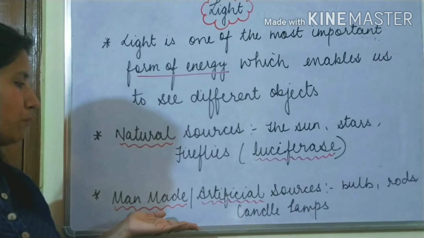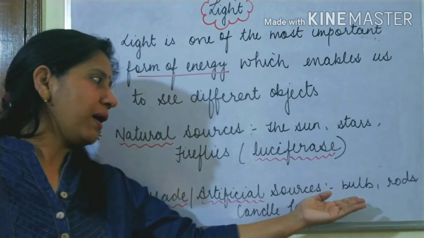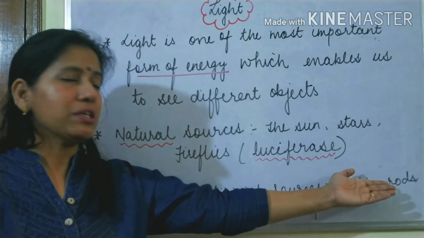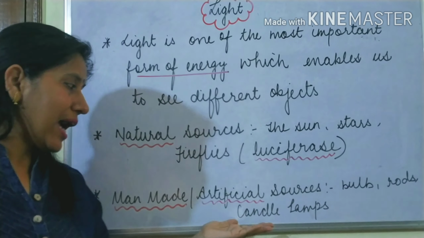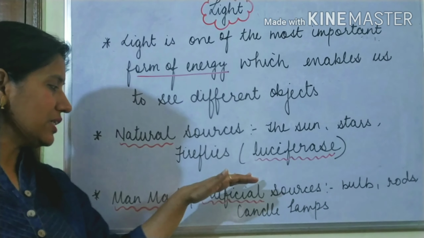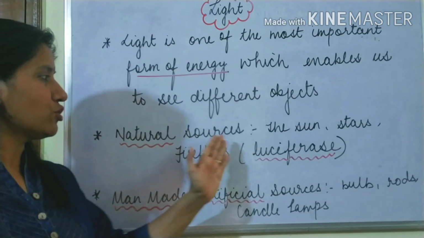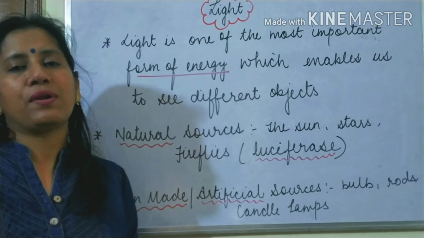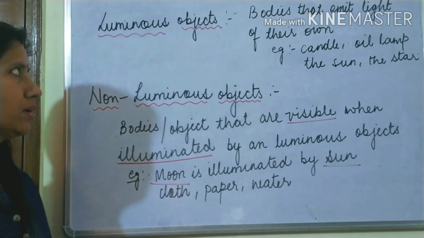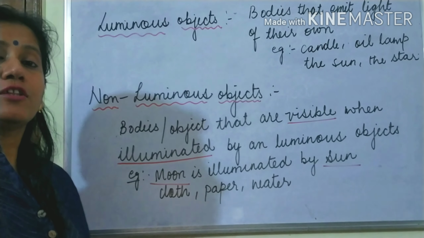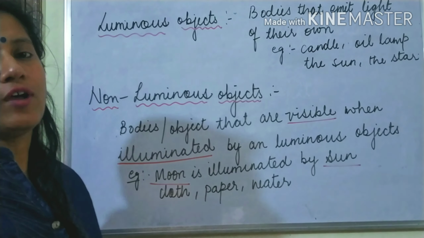Okay. Next come to the artificial sources like bulb, rods. Rods means जो electric rods होती हैं. Fine. Candle, lamps. These are some of the sources which we have made. And these are the sources which are naturally present on earth. Now we have learnt the different sources of light.